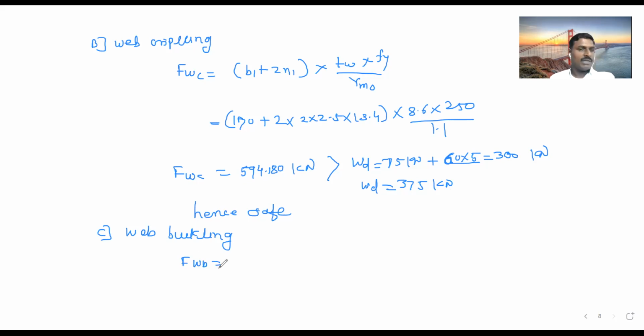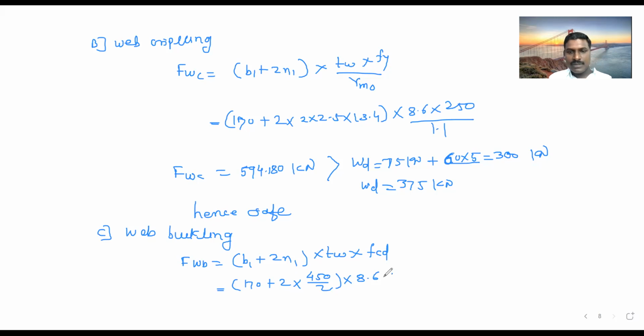FWB. So what is the formula for web buckling? FWB is equal to (B1 plus 2N1) into TW into FCD. B1 is again 170, plus 2 into N1. N1 is how much? D by 2, which means 450 by 2, into TW, the thickness of web, 8.6, into FCD.